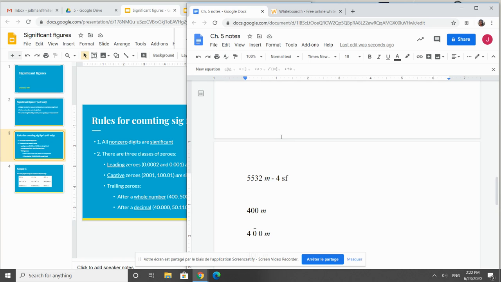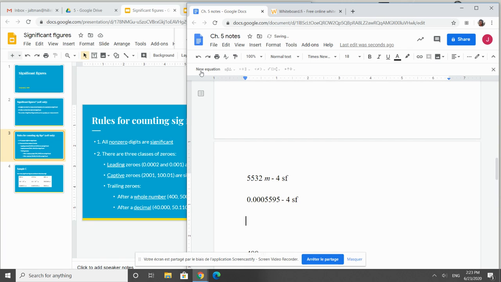If something is a 0, it is going to depend on what type of 0 that it is. There are 3 classes of zeros, and one of those has 2 rules associated with it, so really 4 types. The first is leading zeros, and these are not significant. So 0.00055595. All of the zeros leading up to the 5s are leading zeros, and they are not significant. So this has 4 significant figures.